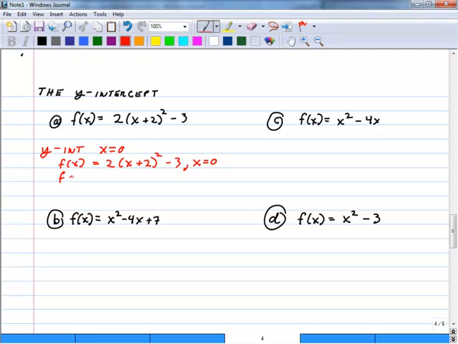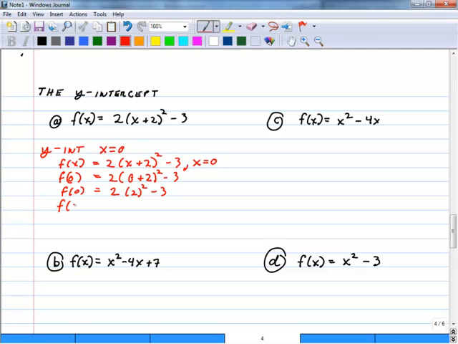So then I get f of 0 is equal to 2 times, I'm sorry, that's not going to be x, it's going to be 0 plus 2 squared minus 3. So let's see what happens here. I've got, really now, 0 plus 2 is 2, and so now it's 2 times 2 squared minus 3.